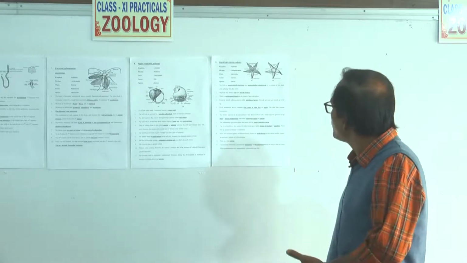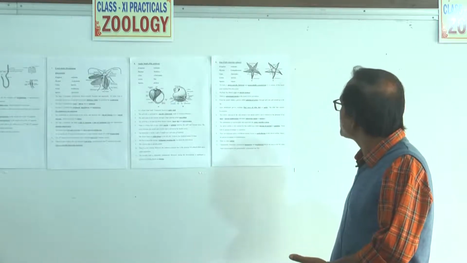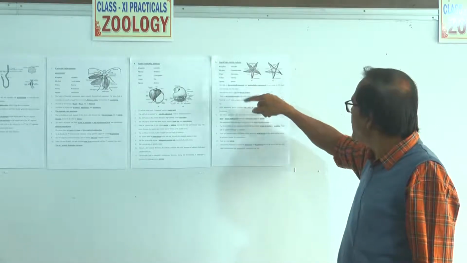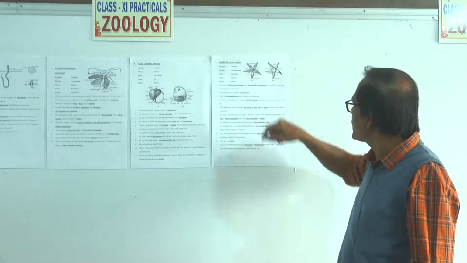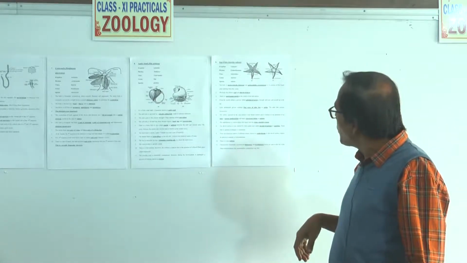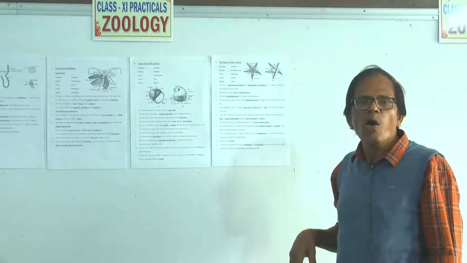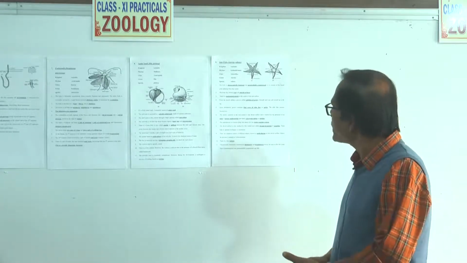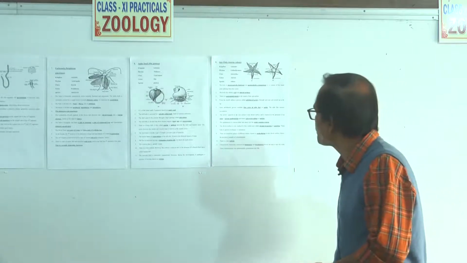Each umbilical groove contains 4 rows of tube feet or podia. Here, it's not visible. I haven't drawn its figure. There will be 4 rows of podia or tube feet in each umbilical groove. The tube feet execute locomotion.